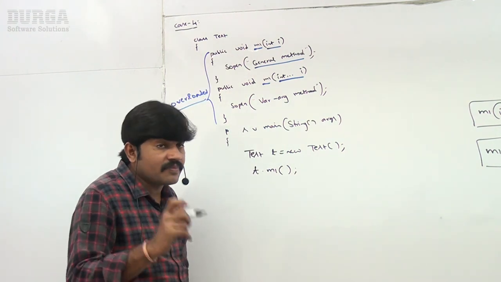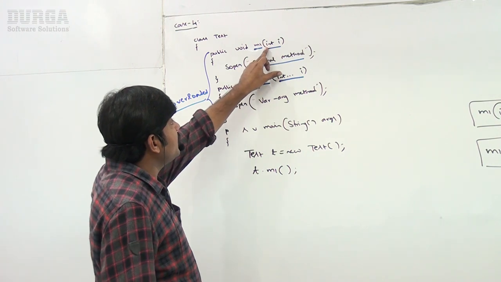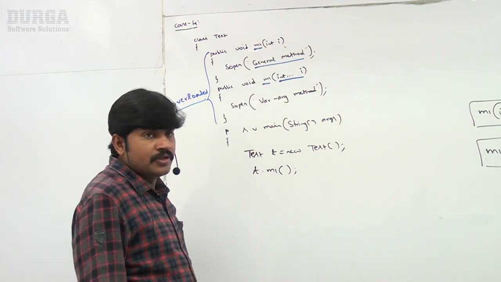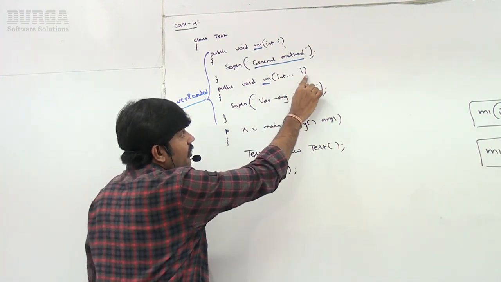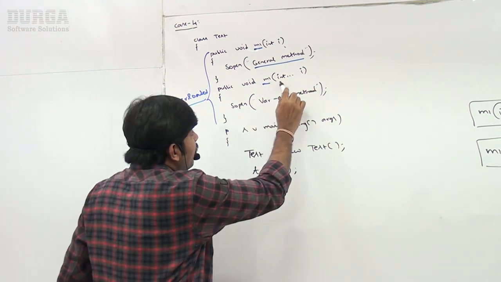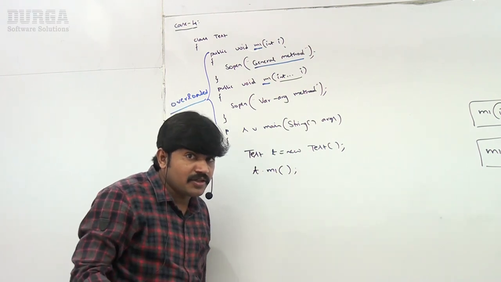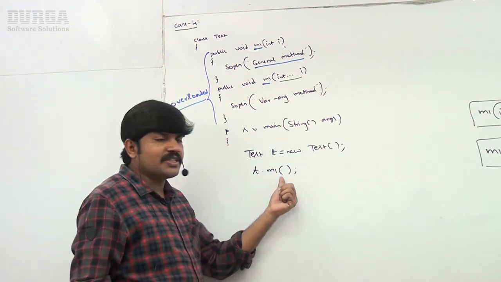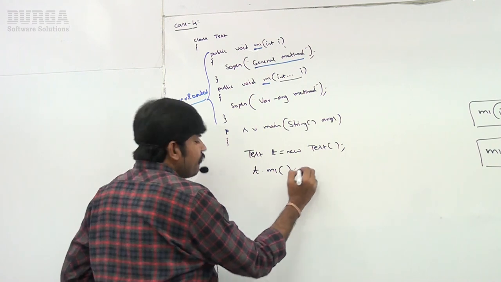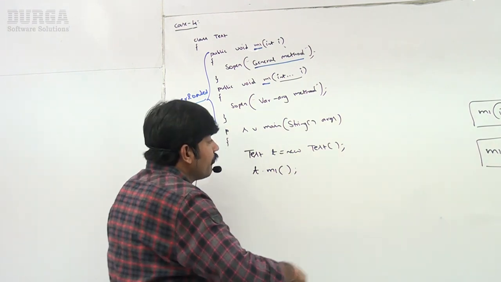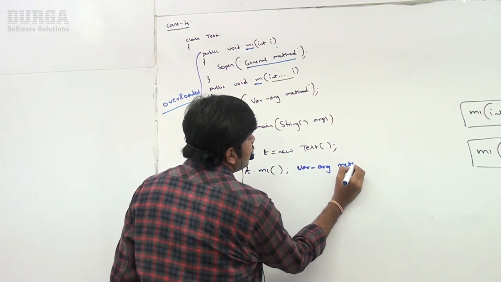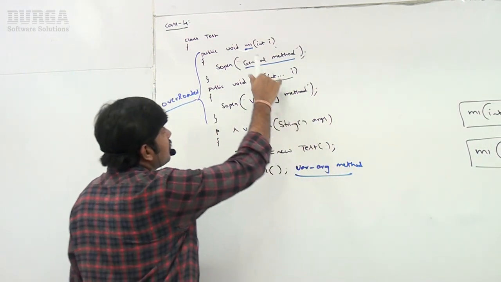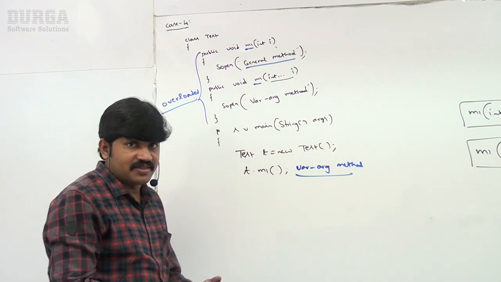No. The reason is, have you observed, it always expects one int value. Will the second method get the chance? Yes, because it can expect any number of int values including zero. You are not passing anything. That's why the var-arg method will get the chance, because the first method is not getting the chance.